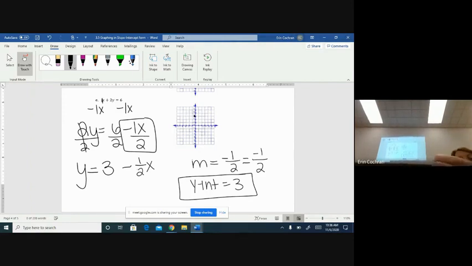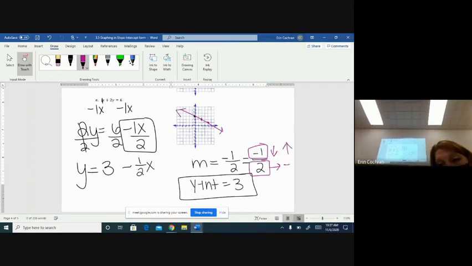Okay. Now let's look at my rise. My rise is a -1. So which direction will I go? My rise is negative, so I'm going to go down. My run is positive, so I'm going to go to the right. So down 1, right 2. If I wanted to switch it, what could I have done? I could have done up 1 and to the left 2. Yep. That's an up and that's a left.